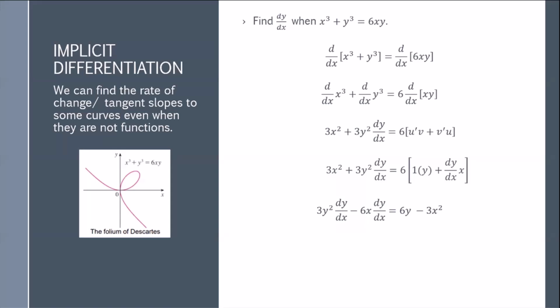Move the dy dx terms to the left side. We end up with 3y squared times dy dx minus 6x dy dx equals 6y minus 3x squared. Factor out the dy dx and divide through by the square bracketed term. And so dy dx is going to be 6y minus 3x squared divided by 3y squared minus 6x.